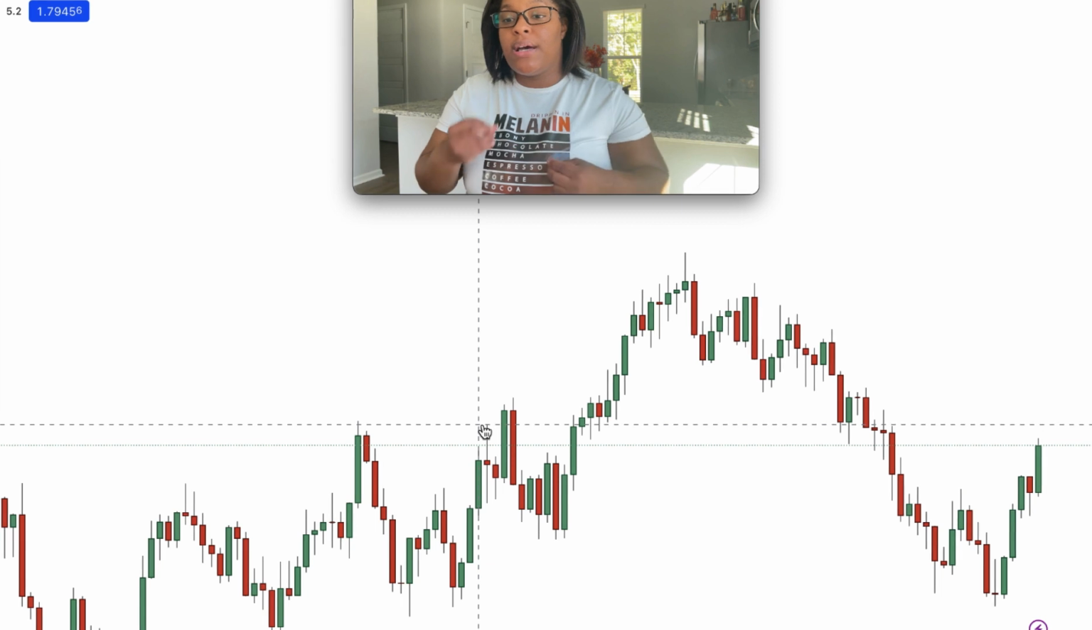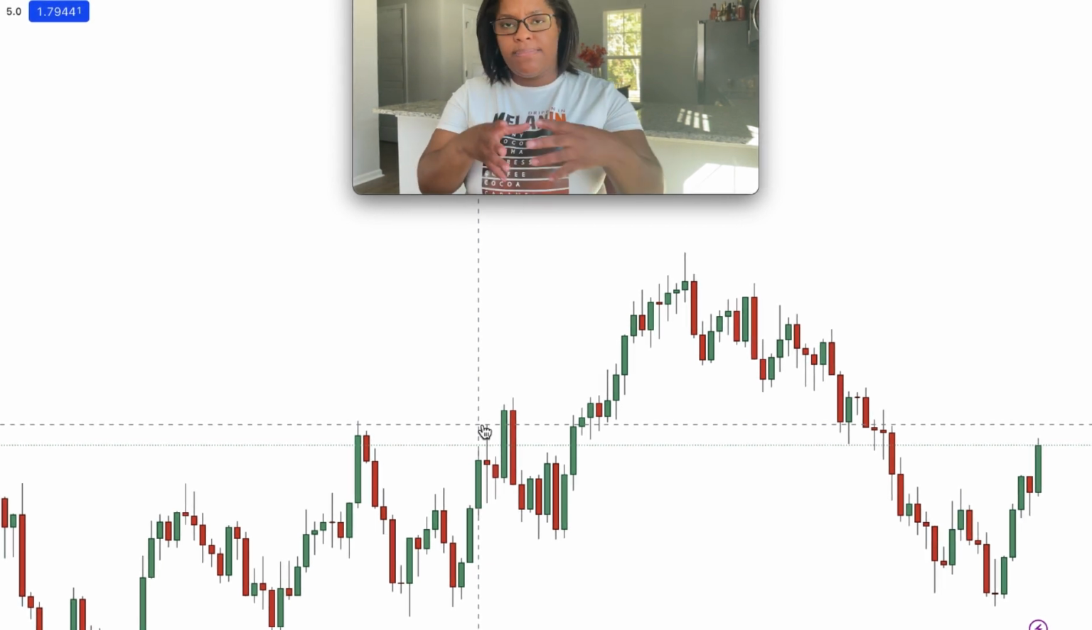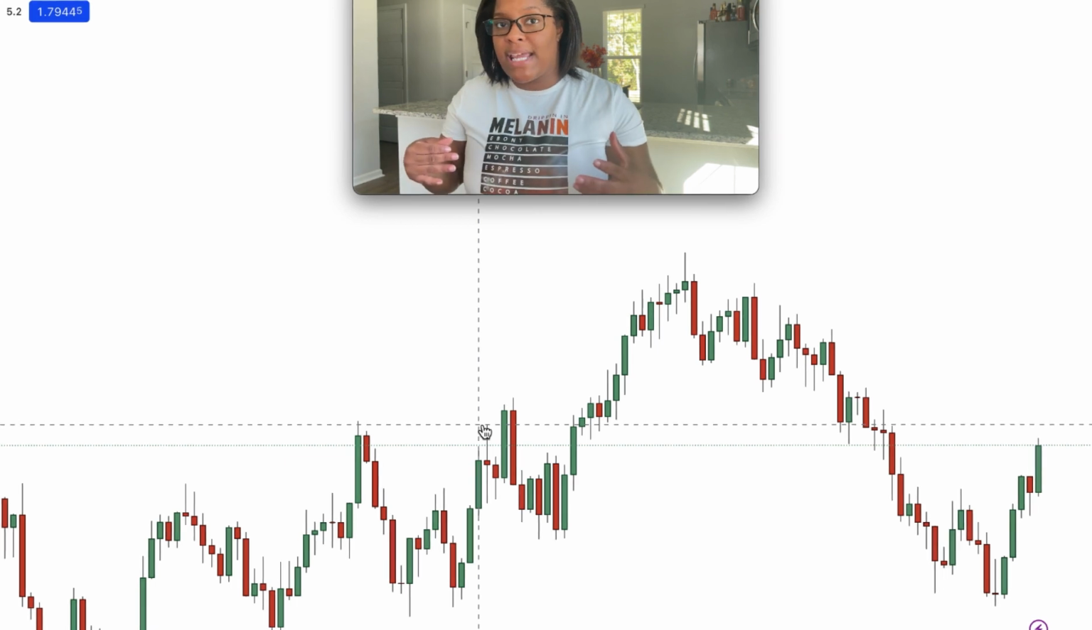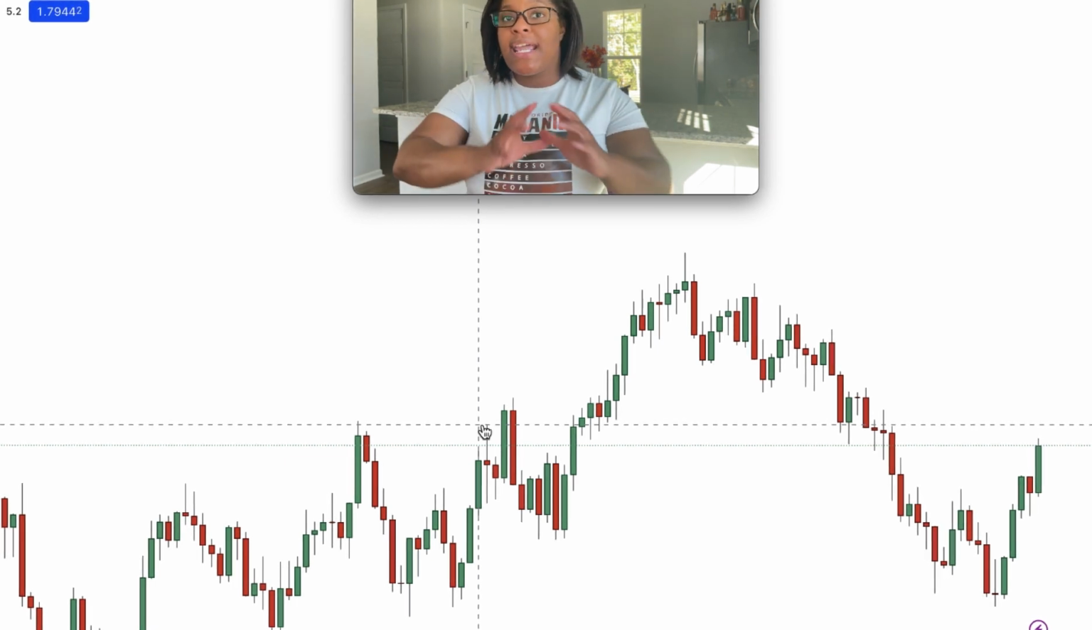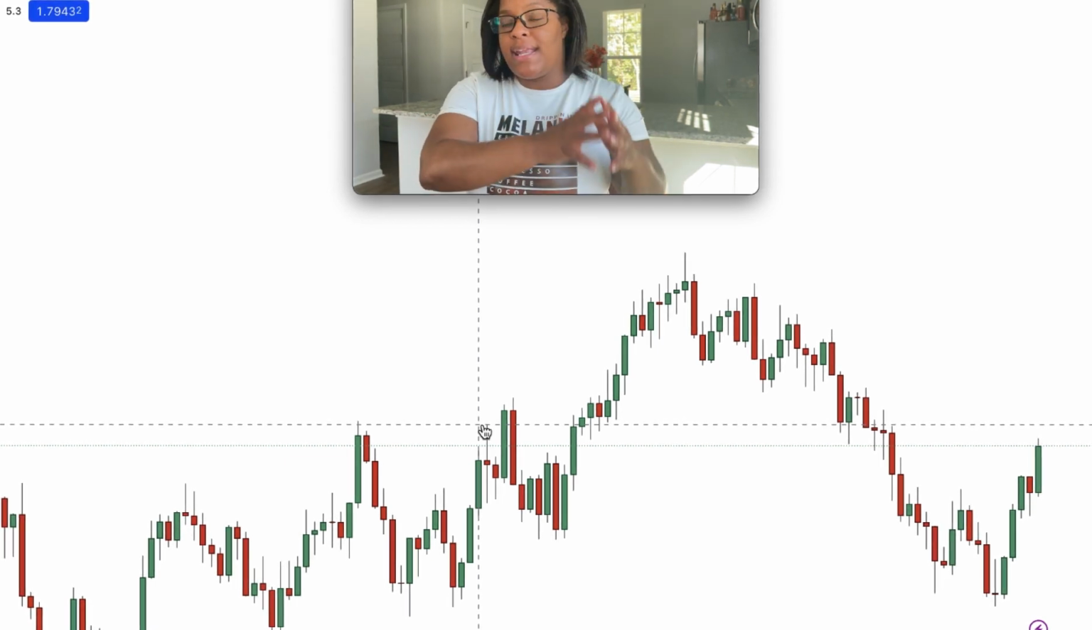Moving along to another market condition: a quiet market condition. A quiet market condition is basically when there's really no pullbacks in the market and you actually cannot trade your main analysis time frame.